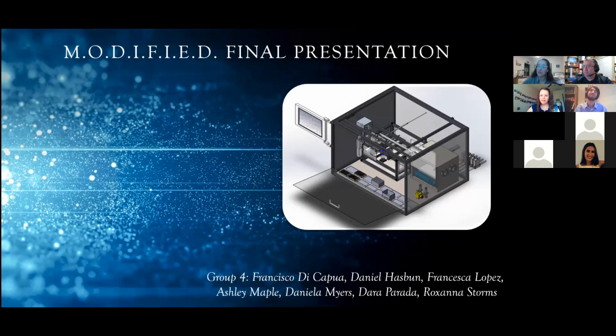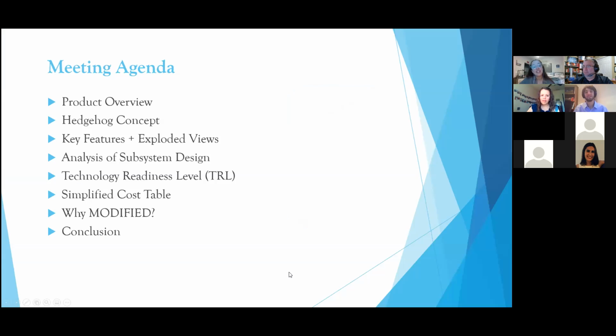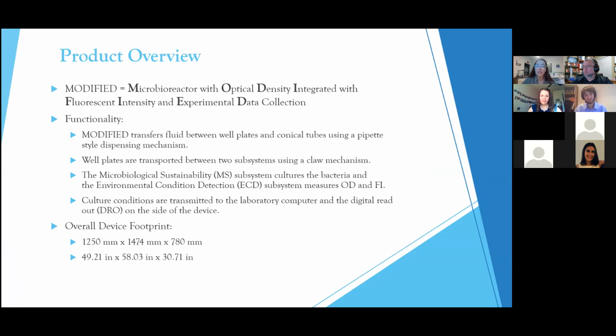And we'll move on to the actual presentation now. So quick meeting agenda before we get started. We'll do a product overview, and then we'll delve into the rest of the project where we'll talk about our Hedgehog concept, some key features and exploded views and drawing views, go through an analysis of subsystem designs, talk about our technology readiness levels, TRLs, simplified cost table, why modified should be selected for MEC 3, and a quick conclusion slide. So we'll start off with product overview.